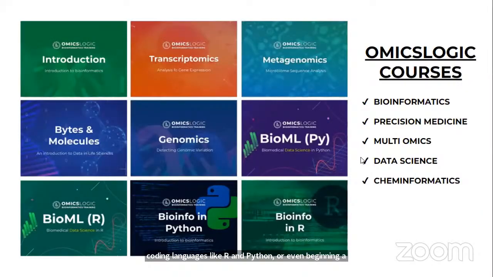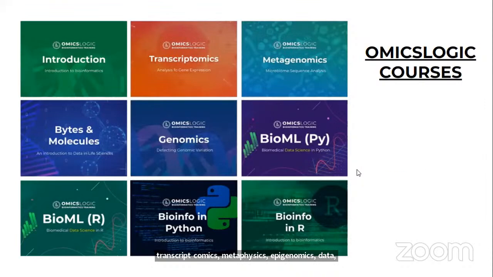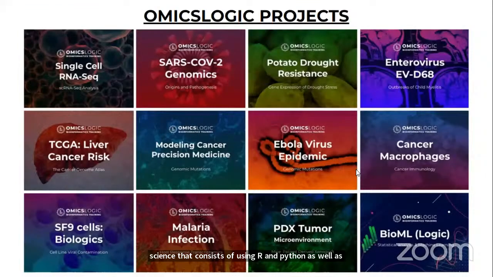This also comes with access to the Omoxrology courses, which include courses on bioinformatics, precision medicine, multiomics that includes genomics, transcriptomics, metagenomics, epigenomics, data science that consists of using R and Python, as well as cheminformatics, and example projects of different fields which you could learn from and replicate for your research work.